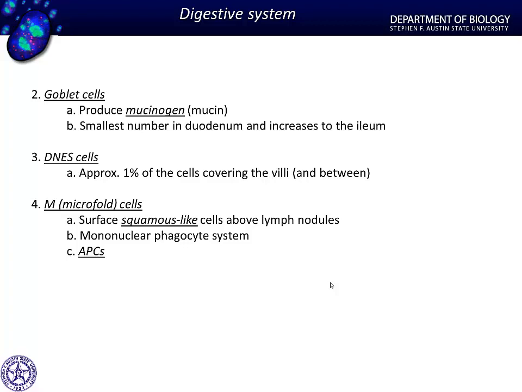Now, the last type of cell that we're going to have is called an M cell or microfold. And these cells are going to be antigen-presenting cells. Again, they're part of this whole macrophage lineage. But when we see these M cells, they are going to be squamous-like cells, and you're going to find them situated above lymphoid nodules. Now, these lymphoid nodules we're going to find predominantly as we get toward the ileum. So these are going to be present in those regions. You're not really going to find these lymphoid nodules present in the duodenum or the jejunum.